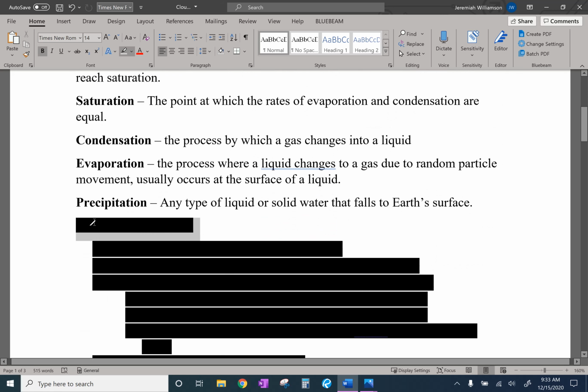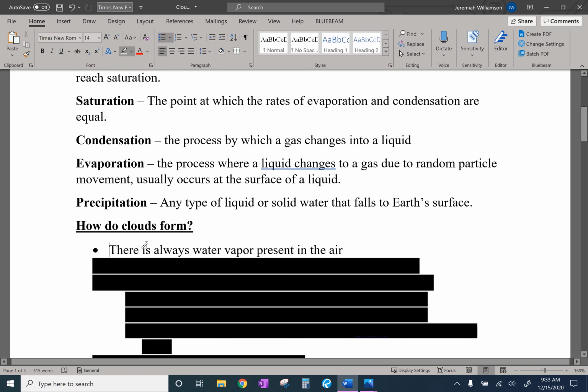All right, so let's talk about clouds. How do clouds form? So the first thing we're going to look at here is that there's always water vapor present in the air. Here in West Virginia, in the climate that we live in, it's known as a temperate climate. And there's always a fair amount of water vapor in the air at about any given time.